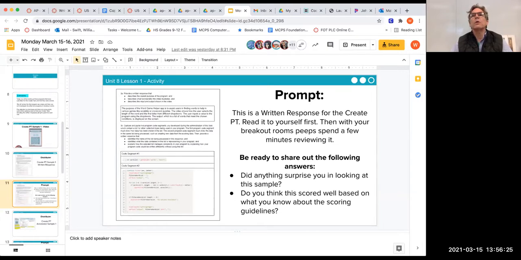Andrew says, I think it scored well because all the explanations were pretty clear. I think it scored decently well. It seemed to be detailed. Okay. Is there anything that surprised you in looking at this example? Anybody? Let's look at the annotated ones. I think the app would score well, but they didn't provide enough of an explanation for the written part. All right. Let's see what the AP says.